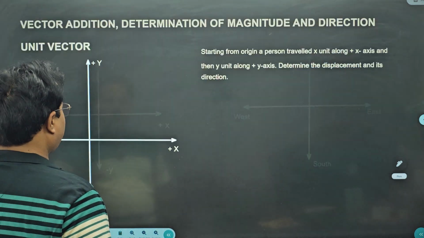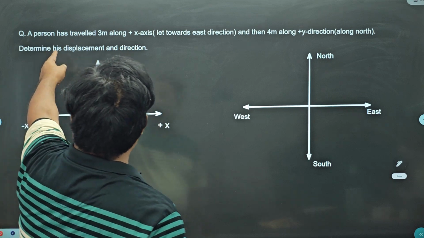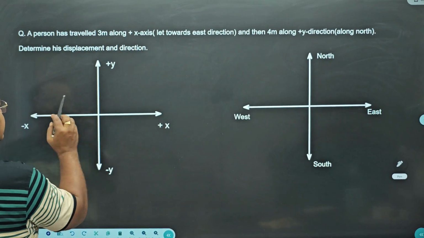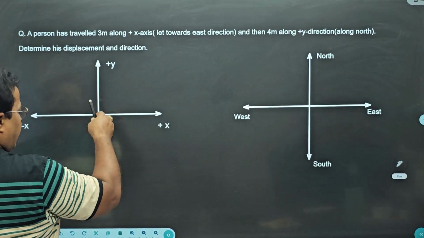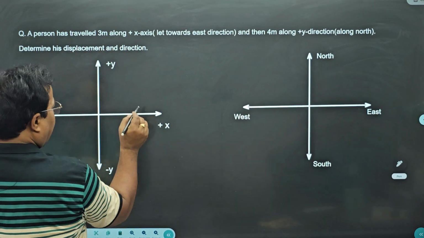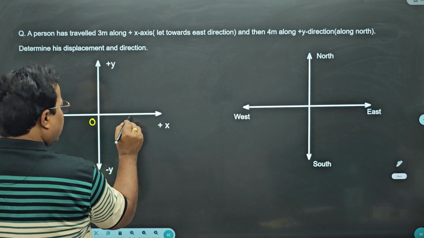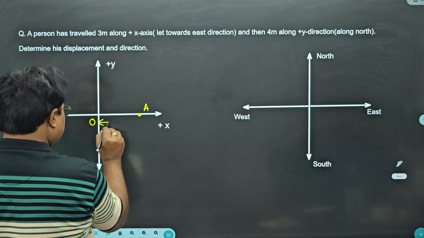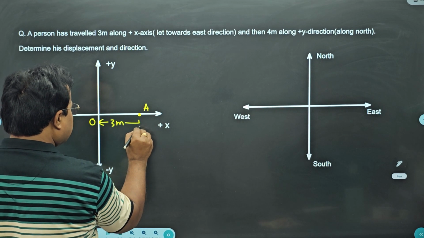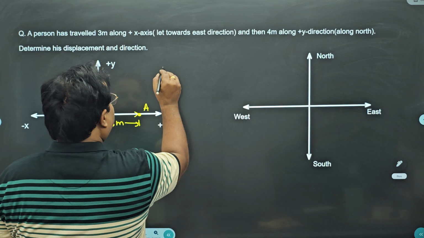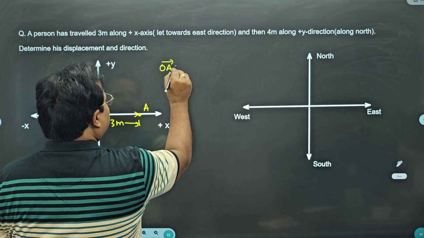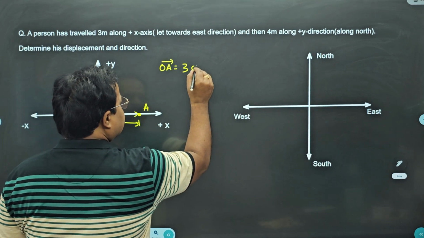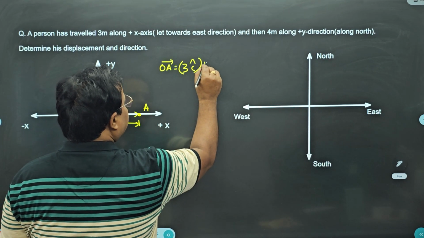You see here, a person has traveled 3 meters along the positive x-axis. This is the positive x-axis, negative x-axis, positive y-axis, negative y-axis. The person started from O and reached this point A, whose magnitude is 3 meters. What is the OA vector here, my dear students? Magnitude is 3 and direction is the positive direction of the x-axis, therefore 3 i cap meter.